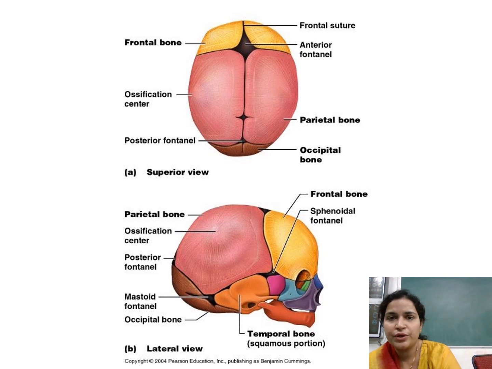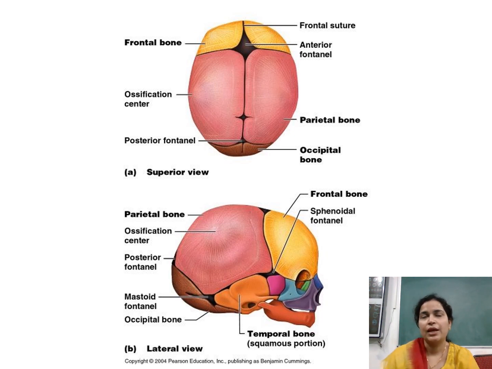Now the importance of the fontanelles: they provide room for growth of the underlying brain, and they allow molding of the skull during childbirth. Also, depression of the anterior fontanelle, the bregma, indicates dehydration in a newborn child or infant, and if it is swollen and elevated, it indicates raised intracranial tension, raised ICT. Such is the importance of the fontanelles. So, two important points.